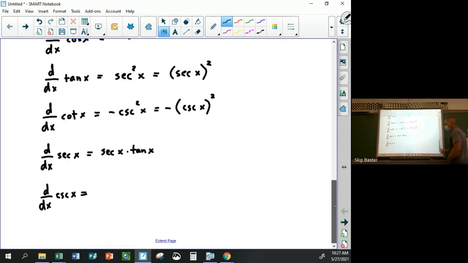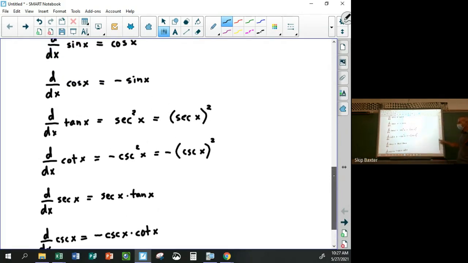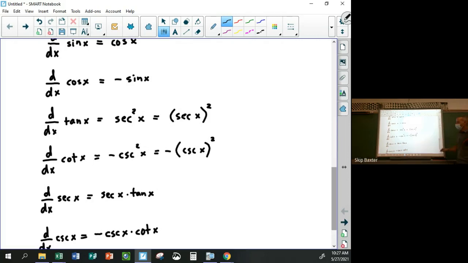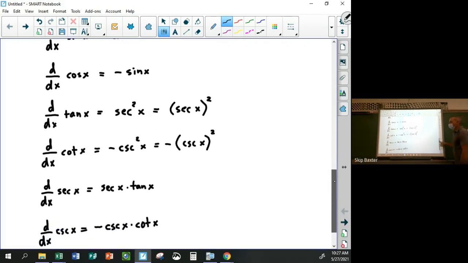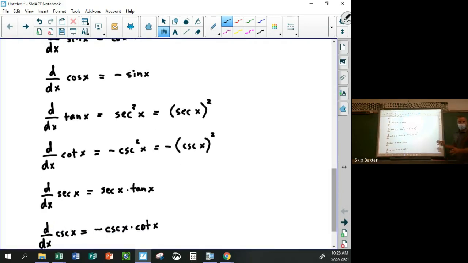So using that same pattern, what do you think this derivative should be? Negative. Right. And then what? Cosecant x times cotangent x. And that's exactly it. So although it looks like 6 totally different rules, if you know 3 of them, then you know the other 3 because there's a pattern. Now this is open note, of course, so you don't have to memorize anything.